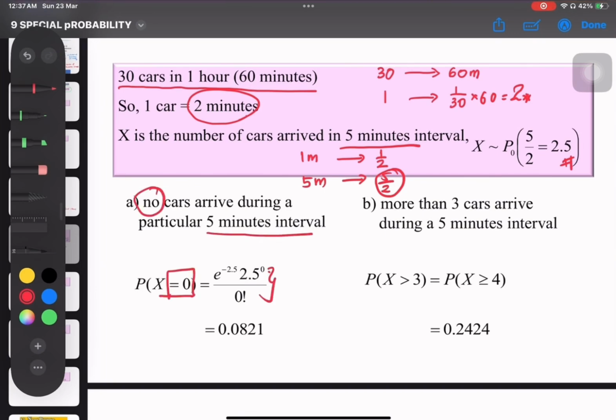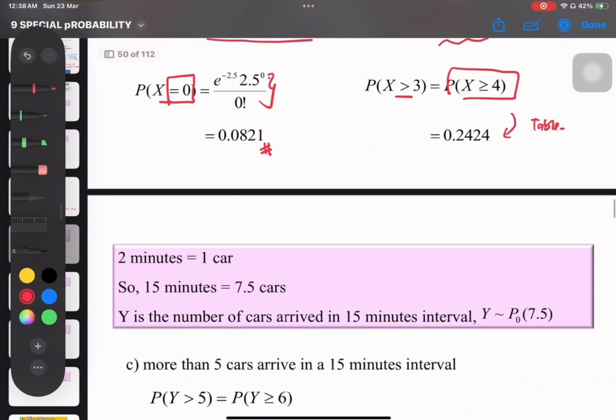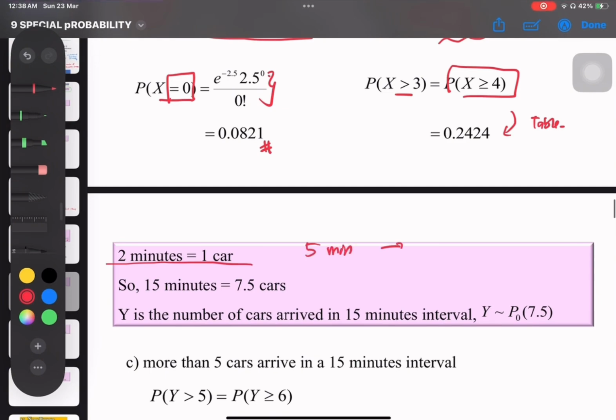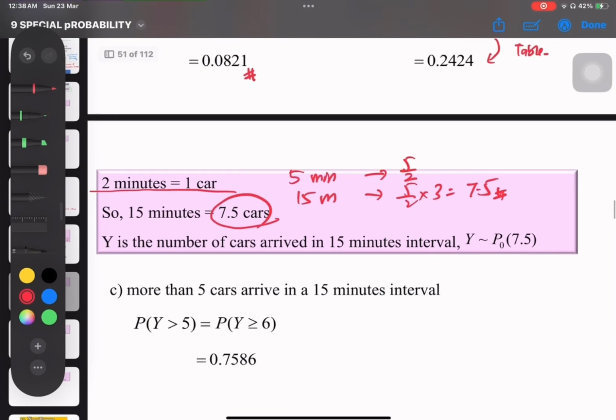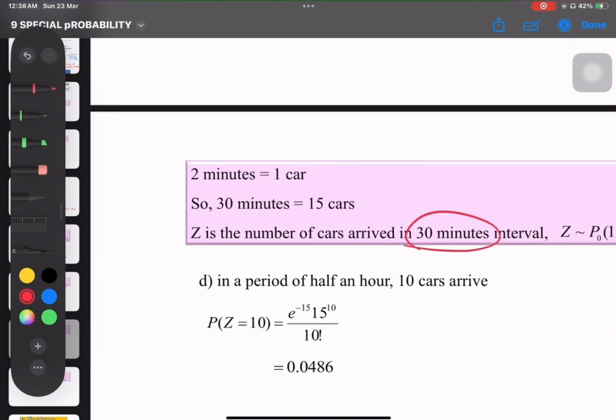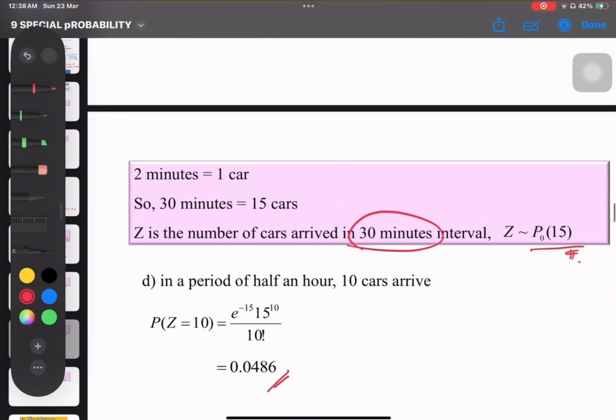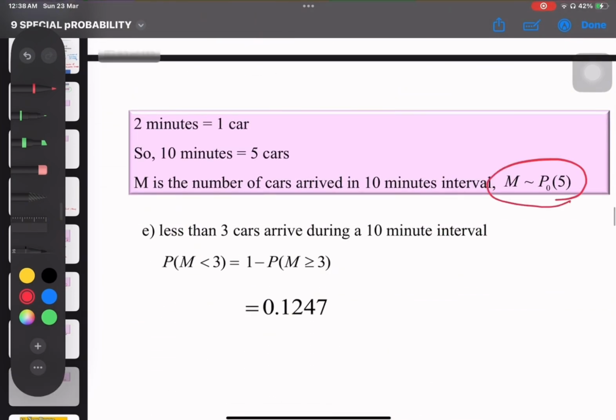For A, we will use a formula to get that answer. Probability of X greater than 3 is equal to probability X greater or equal to 4, so we read it from the Poisson table. For this question, it asks for 15 minutes, so we multiply 5 over 2 by 3, and that's why we get 7.5 cars. Same goes with question B, we just read this from the table. For the 30 minutes interval, we will use the formula to get that answer. For question E, we get that lambda is equal to 5, so we will use the complement and just read it from the Poisson table.